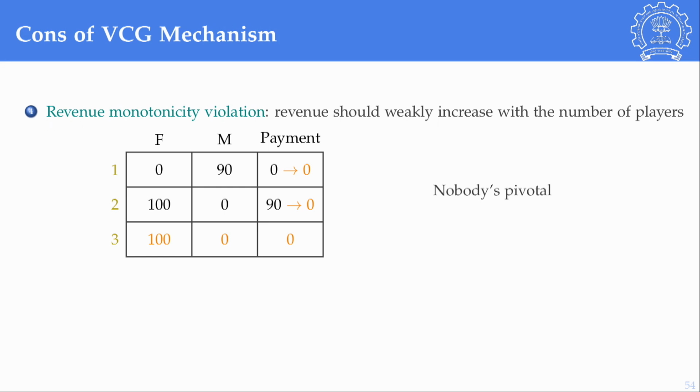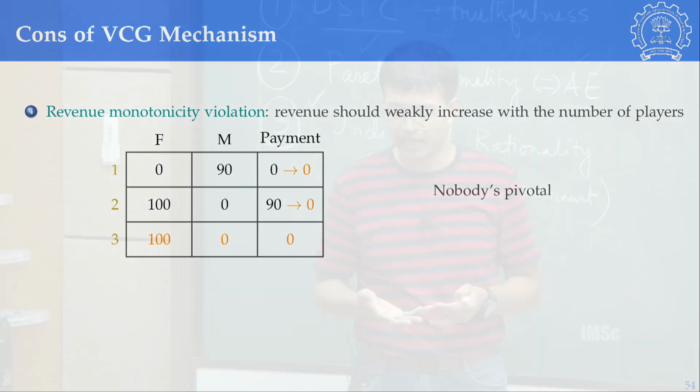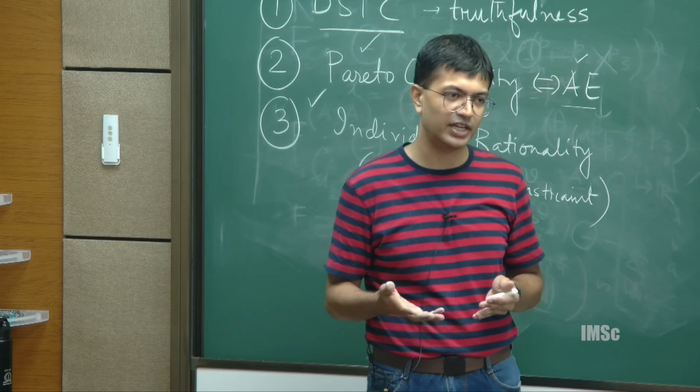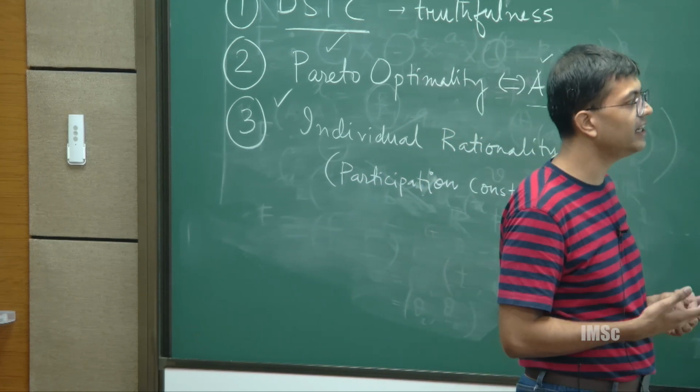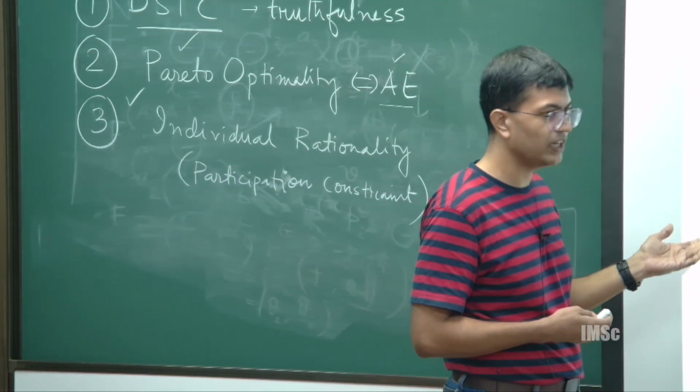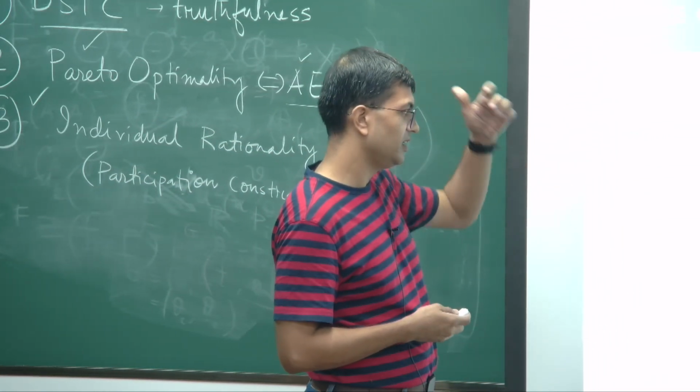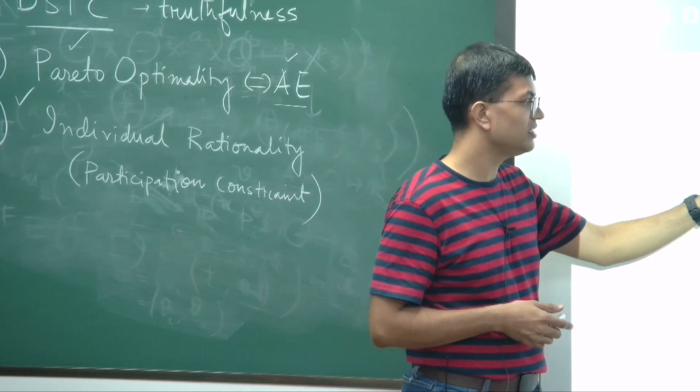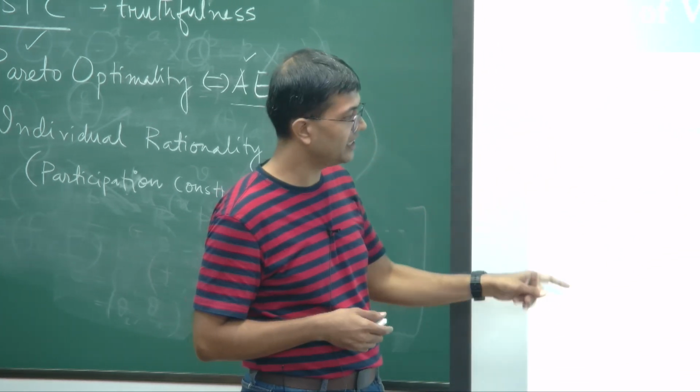If I see that, okay, I had some revenue being generated when I had, let us say, 20 people, and now if I have 100 people, I should expect to gain more revenue, right. So, my payment should be at least as large as the previous one, if not more. But that revenue monotonicity does not hold for VCG, and here is the reason.